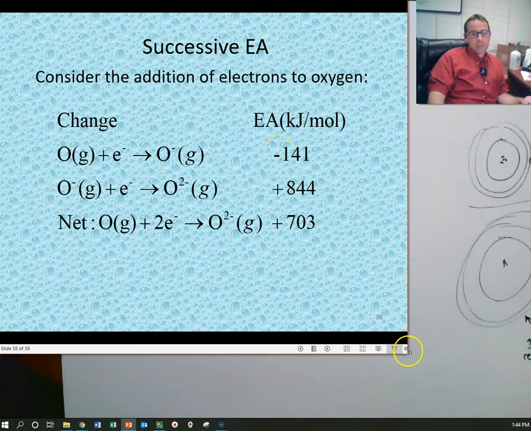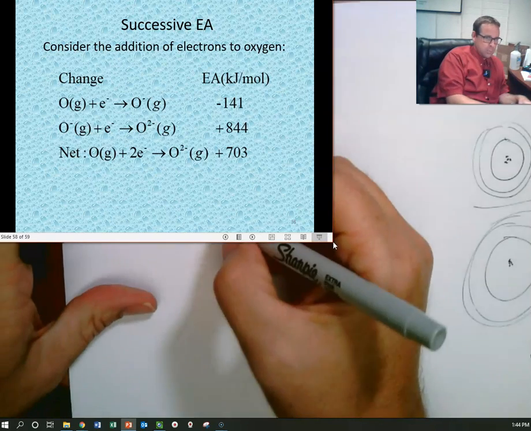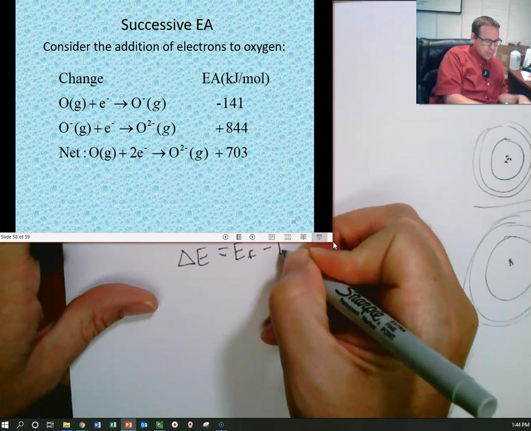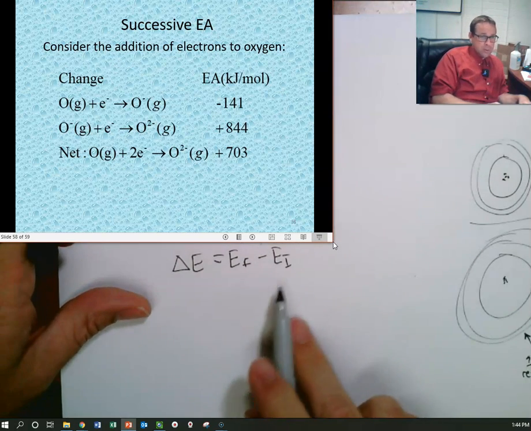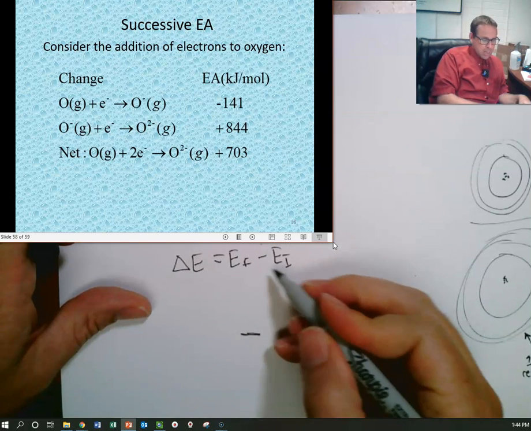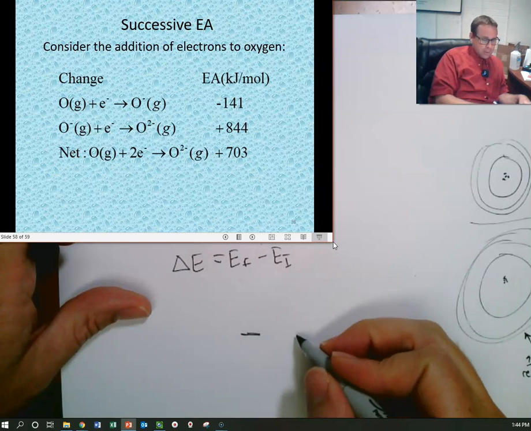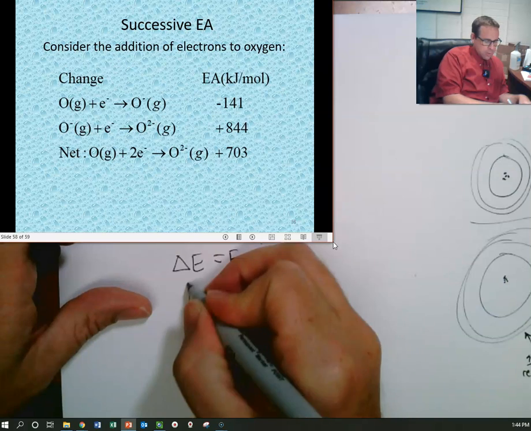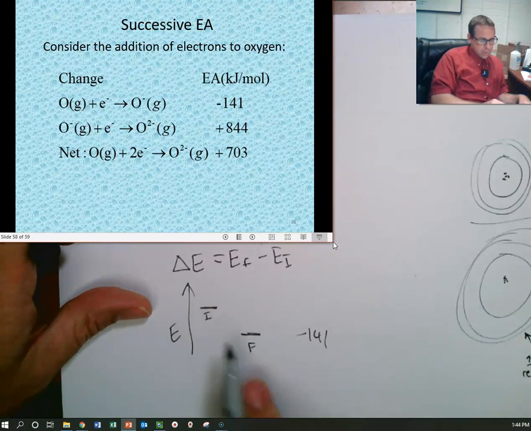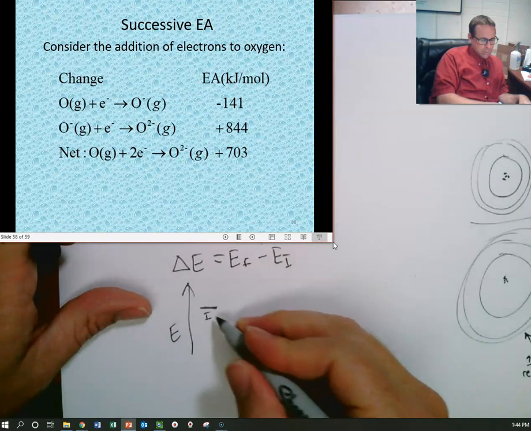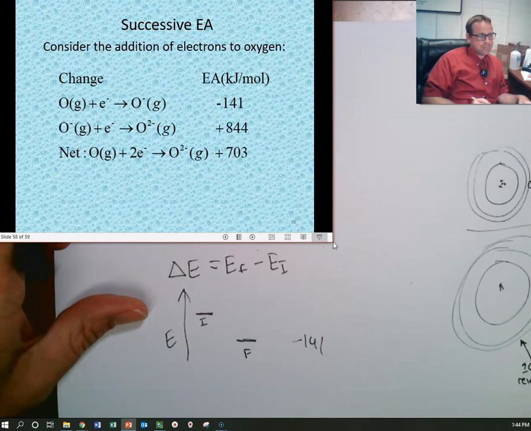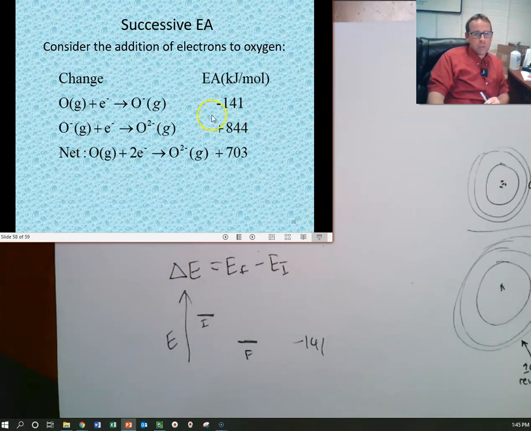Remember how we said the change in energy, or the change in whatever, will be energy final minus energy initial. So if the result of final minus the initial is a negative value, negative 141, then that means the initial must have been higher than the final in terms of energy. Therefore, to get a negative value, we must have released energy. Okay? So the negative there is showing that energy is being released, just like before.